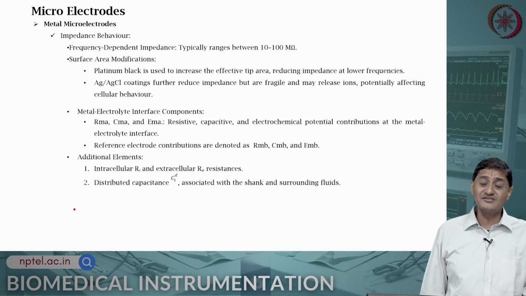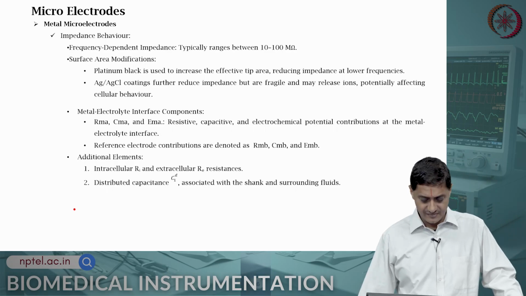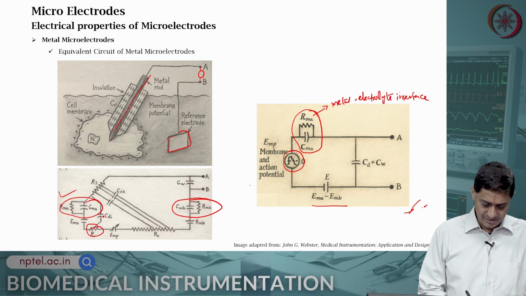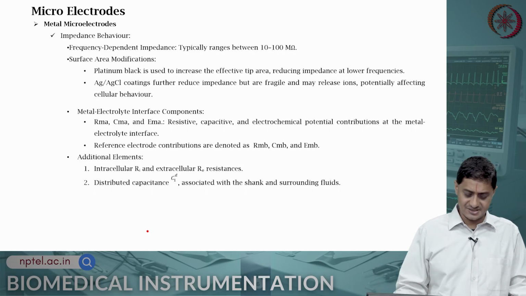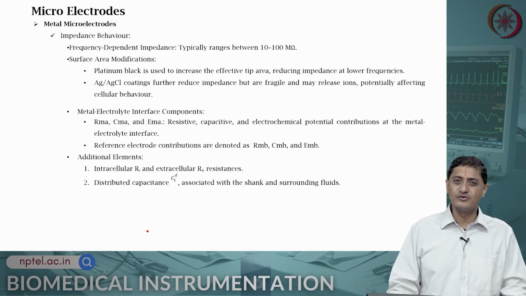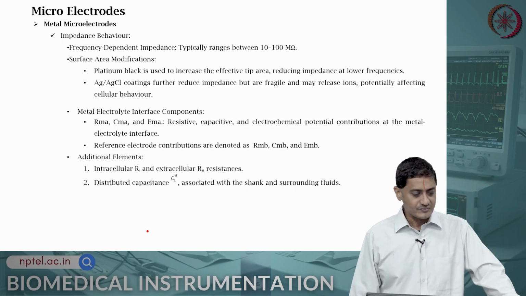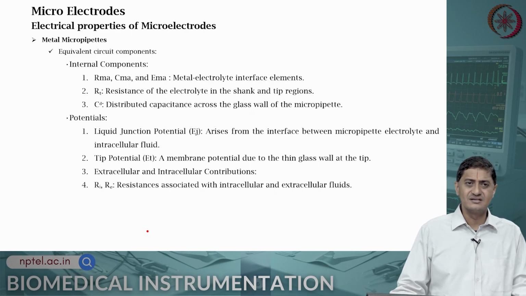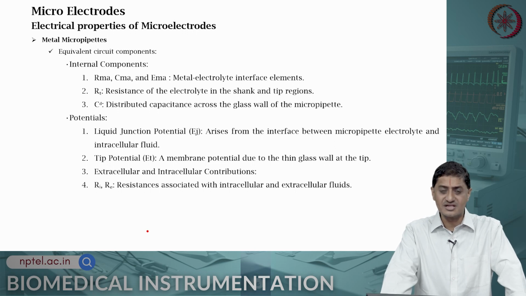And then there is an intracellular resistance and an extracellular resistance, RA and RE, that are there, right. And then I also have a distributed capacitance associated with the shank and the surrounding fluids. So, there is going to be a distributed capacitance. We have already discussed these internal components, RMA, CMA, EMA, and there is also the resistance of the electrolyte shank and the tip region, and then there is a distributed capacitance.